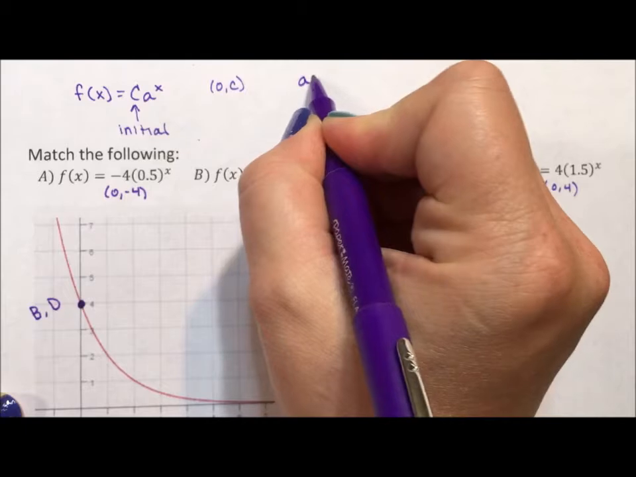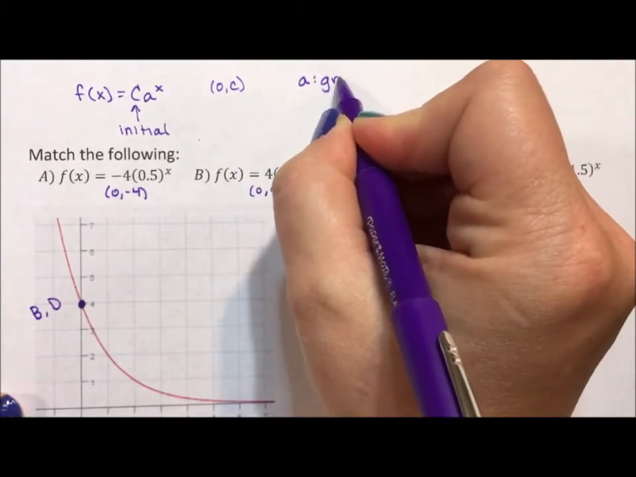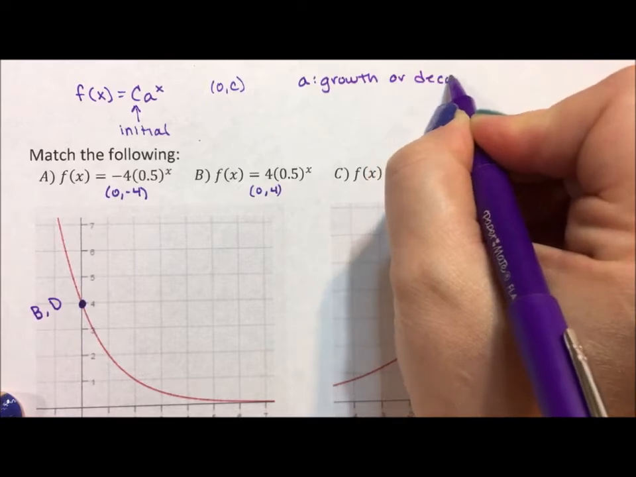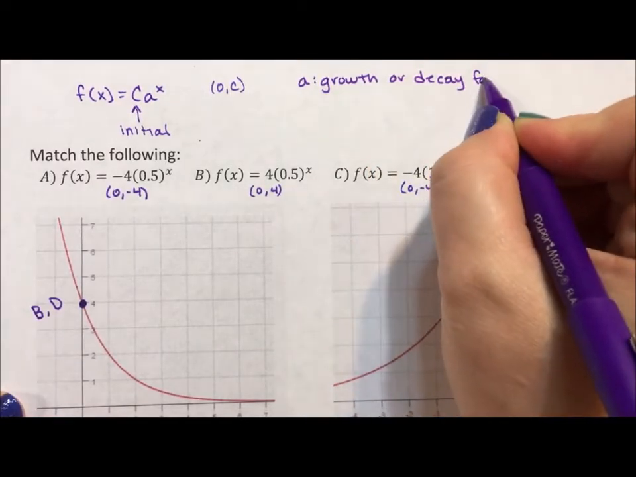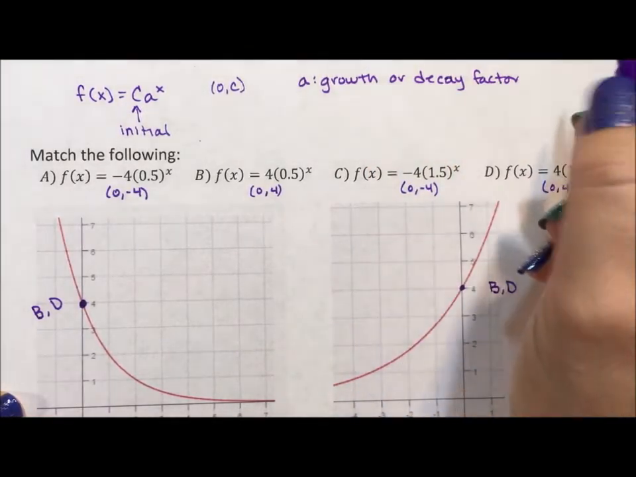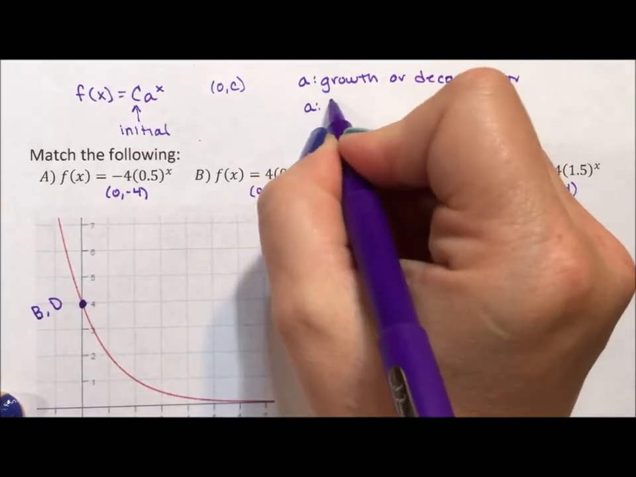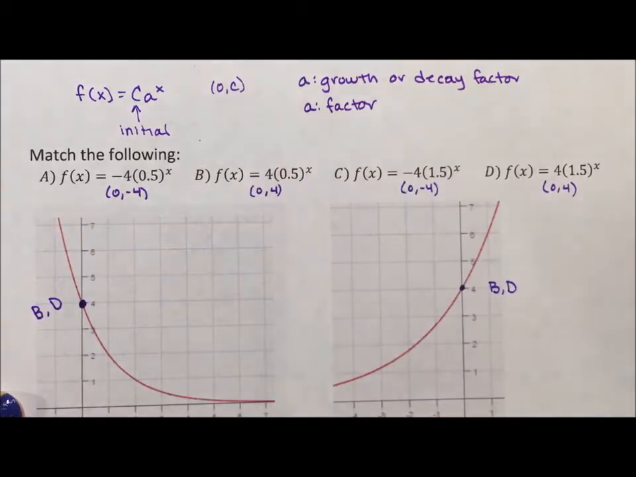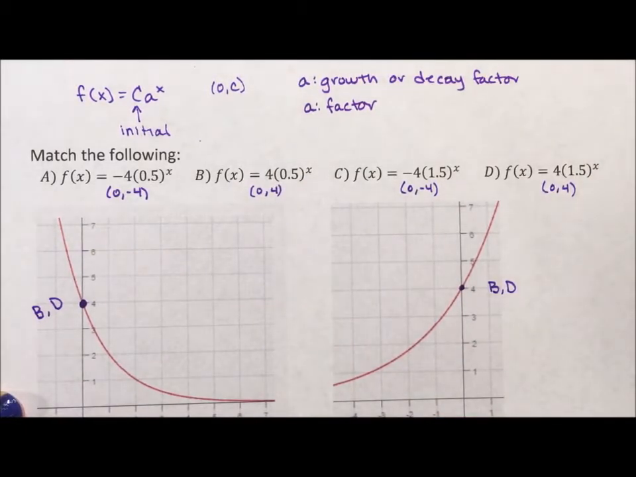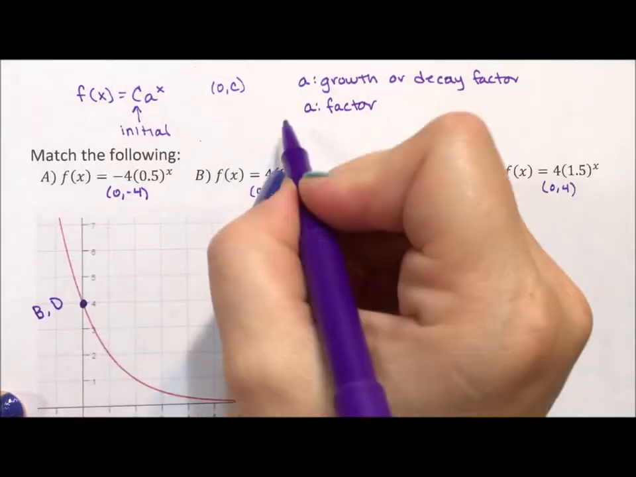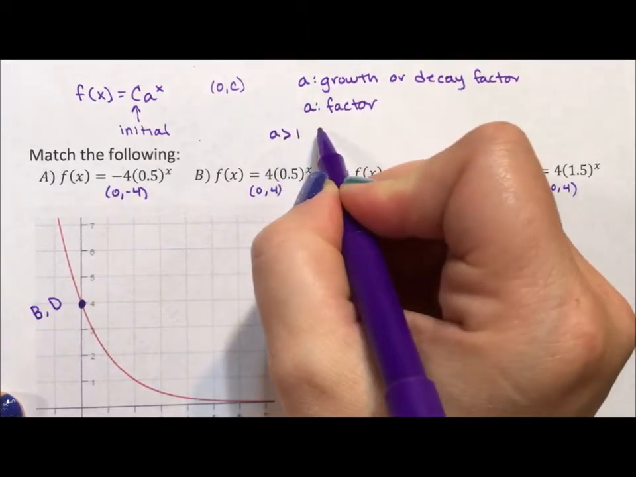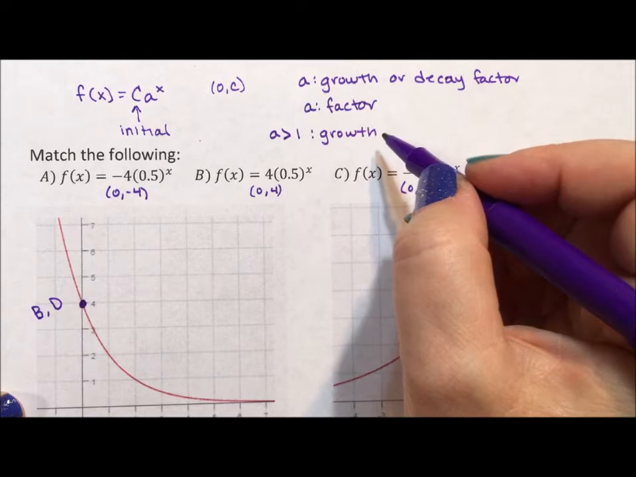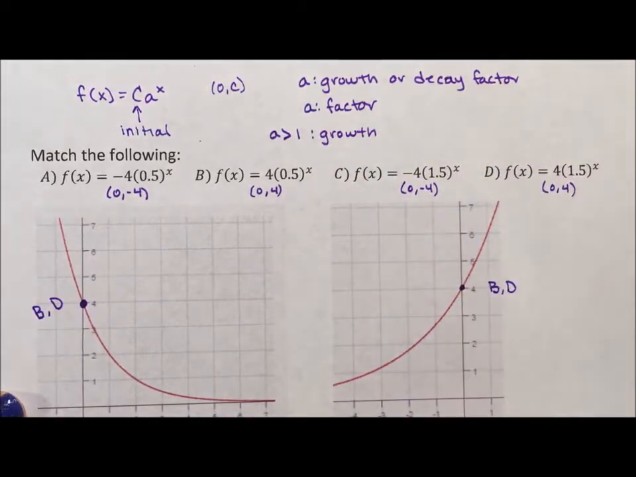a is called the growth or decay factor. It's a long name. Let's give it a name like slope. Let's instead just call it the factor. a is our factor. It's what we multiply to the initial value to move forward. If a is greater than 1, this is growth. That means we're moving away from that horizontal axis, moving forward in time.